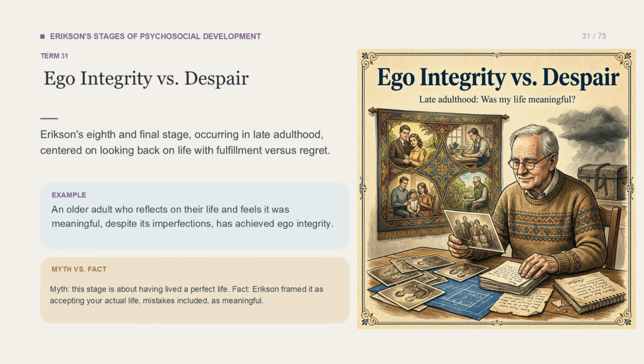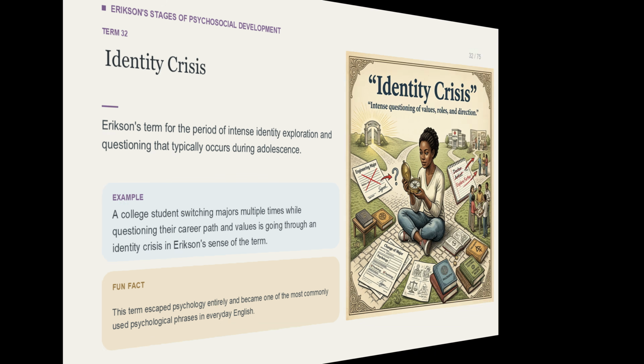31. Ego integrity versus despair. Ego integrity versus despair is Erikson's 8th and final stage, occurring in late adulthood, and it's centered on looking back on life with fulfillment versus regret. Here's one way this might look. An older adult who reflects on their life and feels it was meaningful, despite its imperfections, has achieved ego integrity.